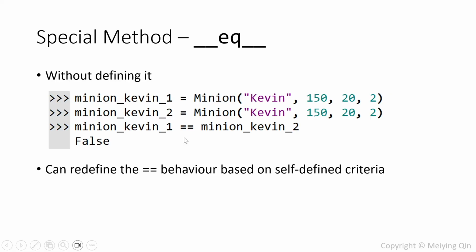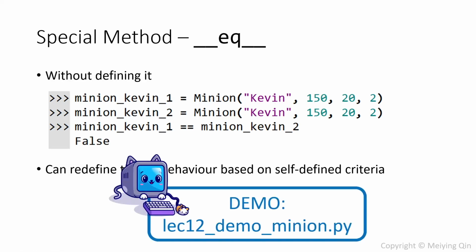Now, what if you wanted it to return true? What changes do you have to apply so that when you compare minion Kevin 1 to minion Kevin 2, if they have the same properties, it returns true? We can define it ourselves. You can customize it however you like. You can define equality based on, for example, whether only their names are the same, even if other properties are not the same. Or only if all the properties are the same, for example name, weight, height, and everything else.